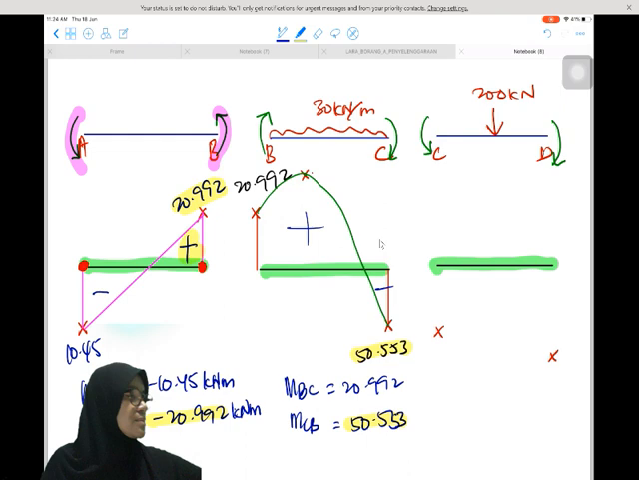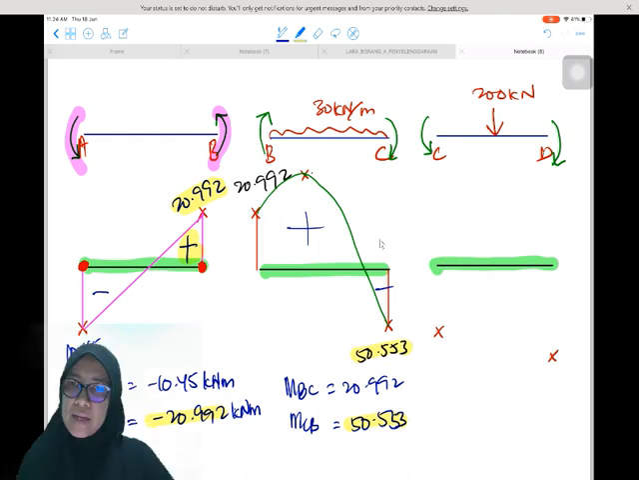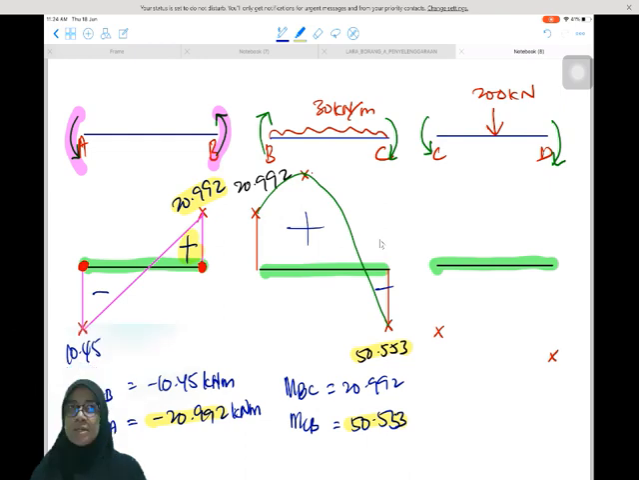Okay, so we continue to the next beam, member CD. This beam is loaded with a vertical load at the center of the beam. Only UDL has the curve shape of the bending moment diagram. For CD, we will have the straight line. Okay, the straight line.